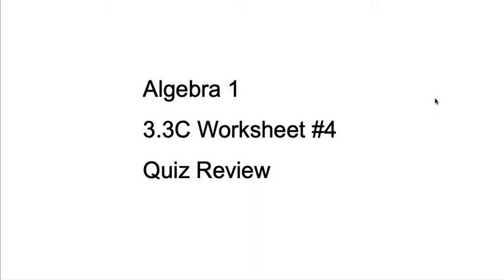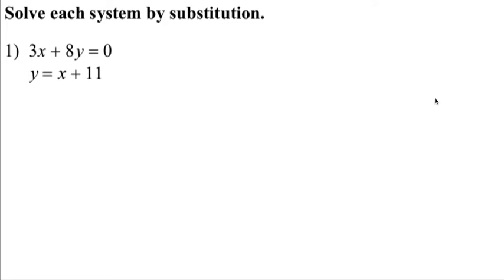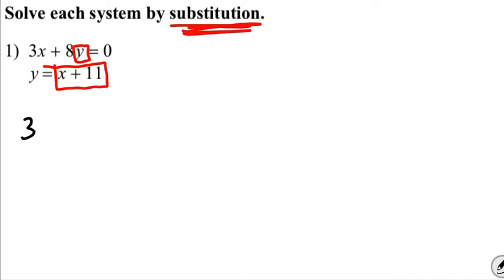So the first problem, again, we're doing this by substitution. It's got to be done by substitution. Follow the directions. We're going to take this value for y, x plus 11, and plug this into here for y. Okay? So what do we get? Well, 3x plus 8, and I'm replacing the y with x plus 11. Equals, rewrite the rest of this, equals 0.